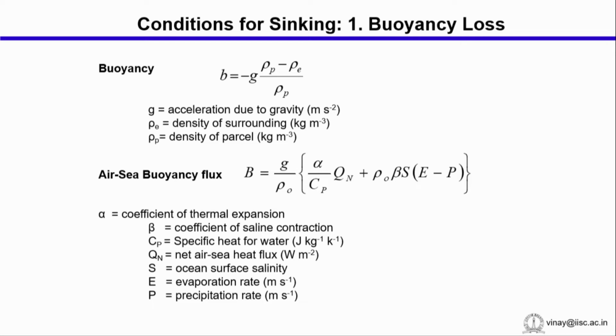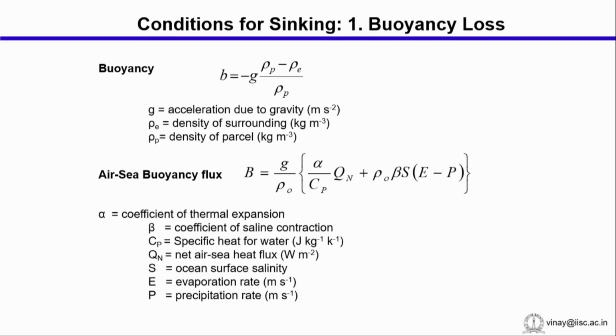The first condition for the sinking of a water parcel is a loss of buoyancy. The buoyancy is defined by this expression here, B equals minus g (rho_P minus rho_E) upon rho_P. g is acceleration due to gravity in meter per second square. rho_E is the density of the surrounding water or the ocean in general, and rho_P is the density of the parcel that we are looking at.